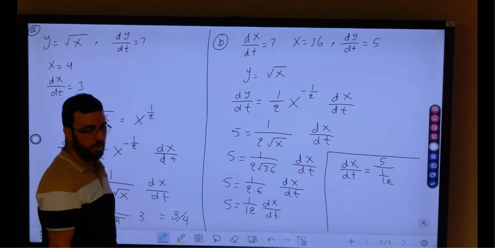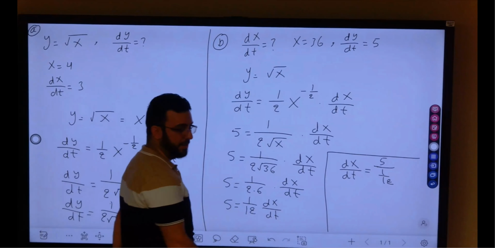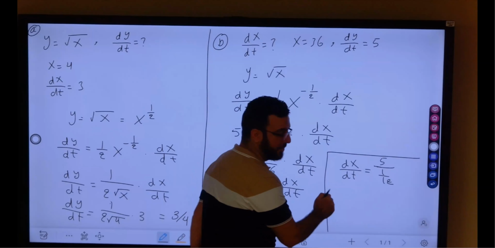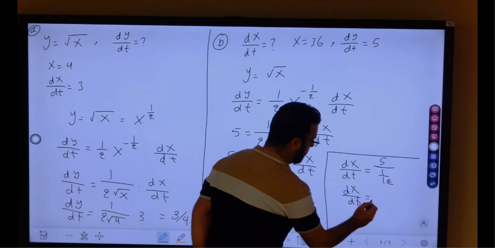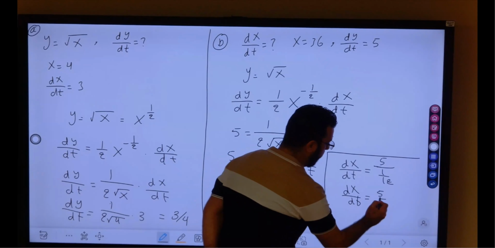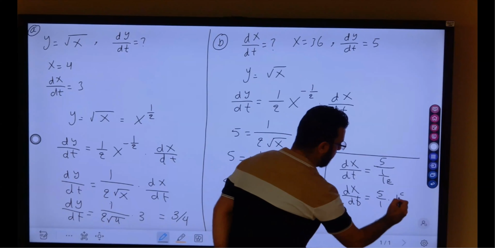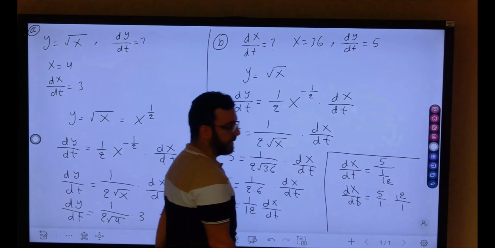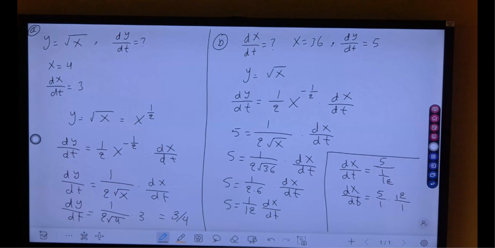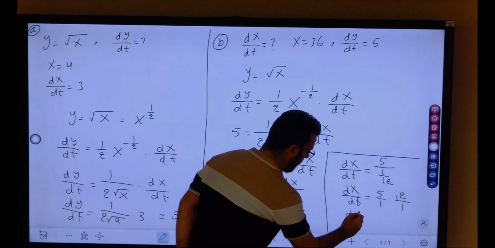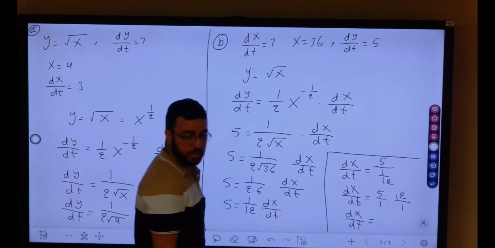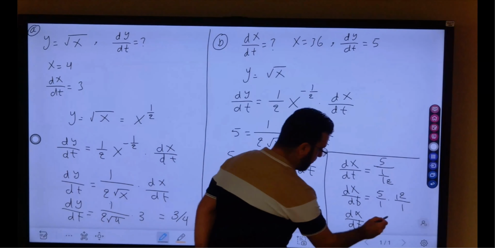If I switch the sides, someone asked me why you switch the sides. dx over dt is going to be 5/1 times 12/1. Is that right? Now 5 times 12 is 60. That's it.